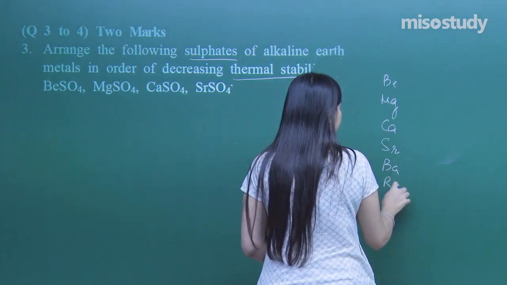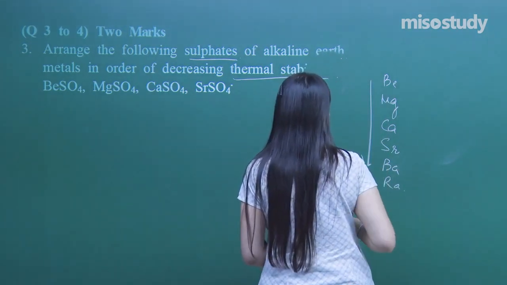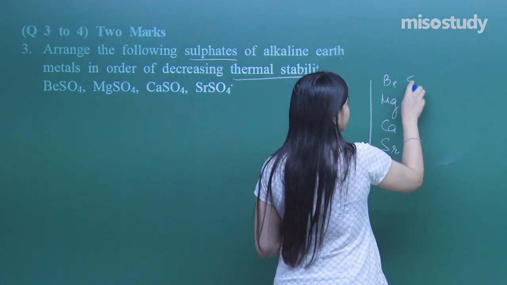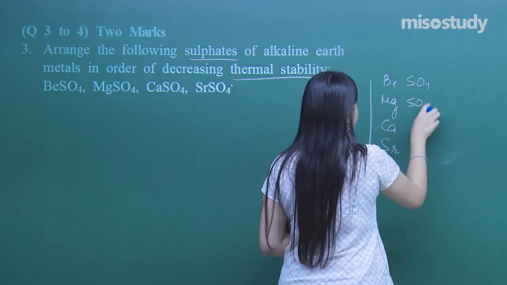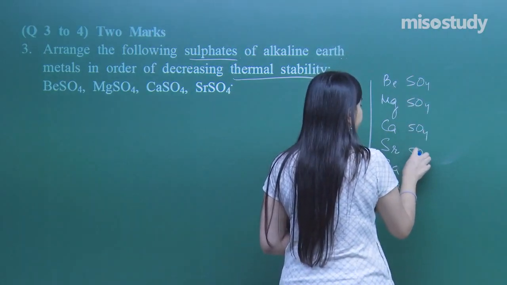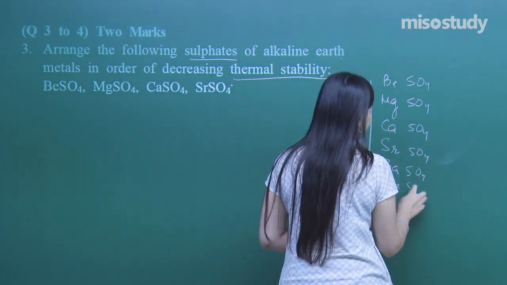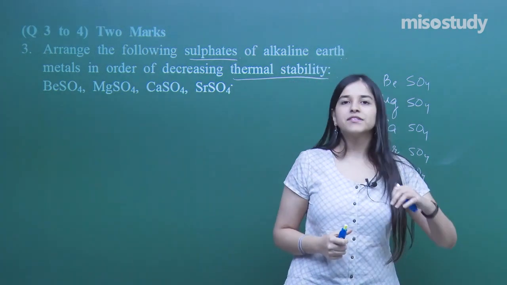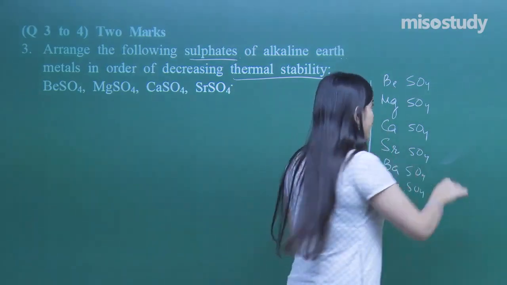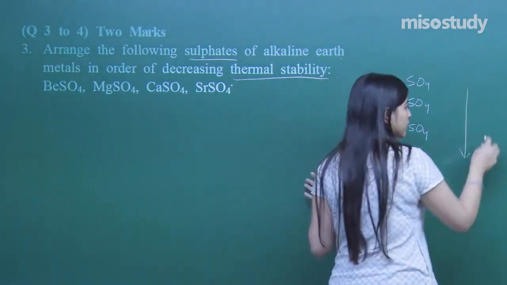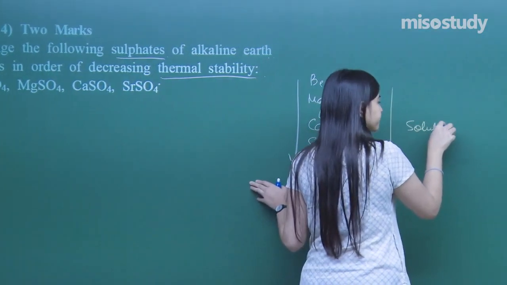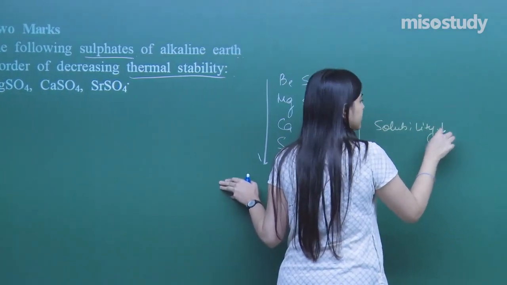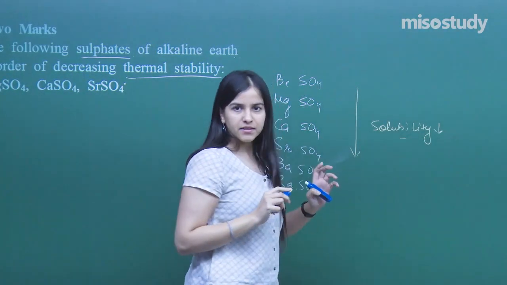Right. So, these are what? Alkaline earth metals, and if I try to have the sulfates of them, now down the group what happens? Down the group the thermal stability will increase. You know, whenever we are going down the group, the solubility is decreasing. Why is the solubility decreasing?